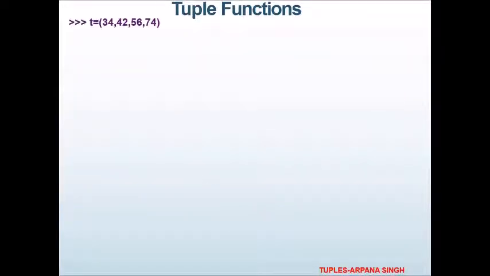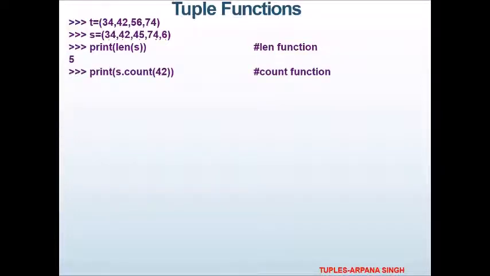How to use these? If this is the tuple, this is another tuple, and if you write print len s, this is how you use the len function: len, within brackets, the name of the tuple. Now in the s tuple, how many elements are there? 1, 2, 3, 4 and 5. So length will return 5. Next is s dot count 42. In the s tuple, how many times does 42 occur? It will count the occurrence of 42 in the tuple s. It is only once, so the result will be 1.